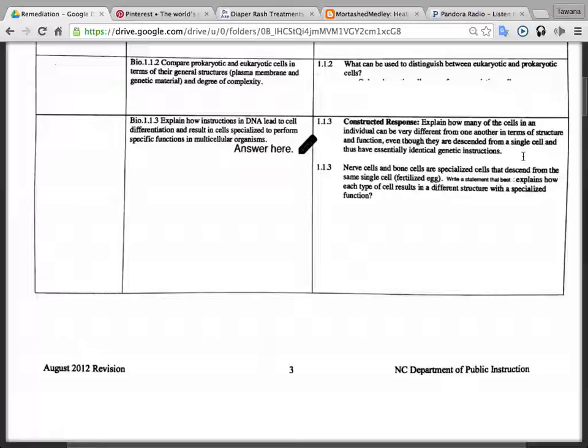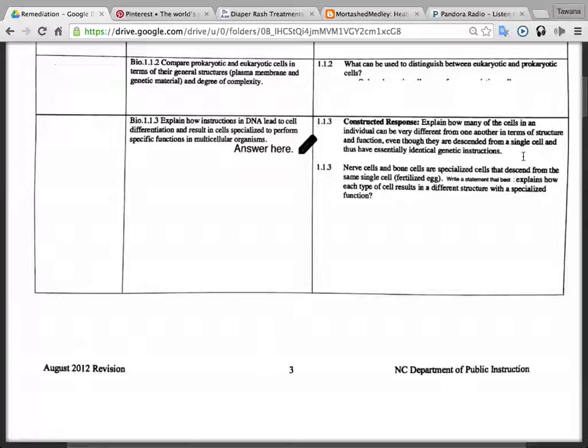Shania, lea la pregunta. Read the question. Nerve cells and bone cells are specialized cells that use the same... Write a statement that best explains how each type of cell results in a different structure with a specialized function. Well, let's piggyback off of the previous question.